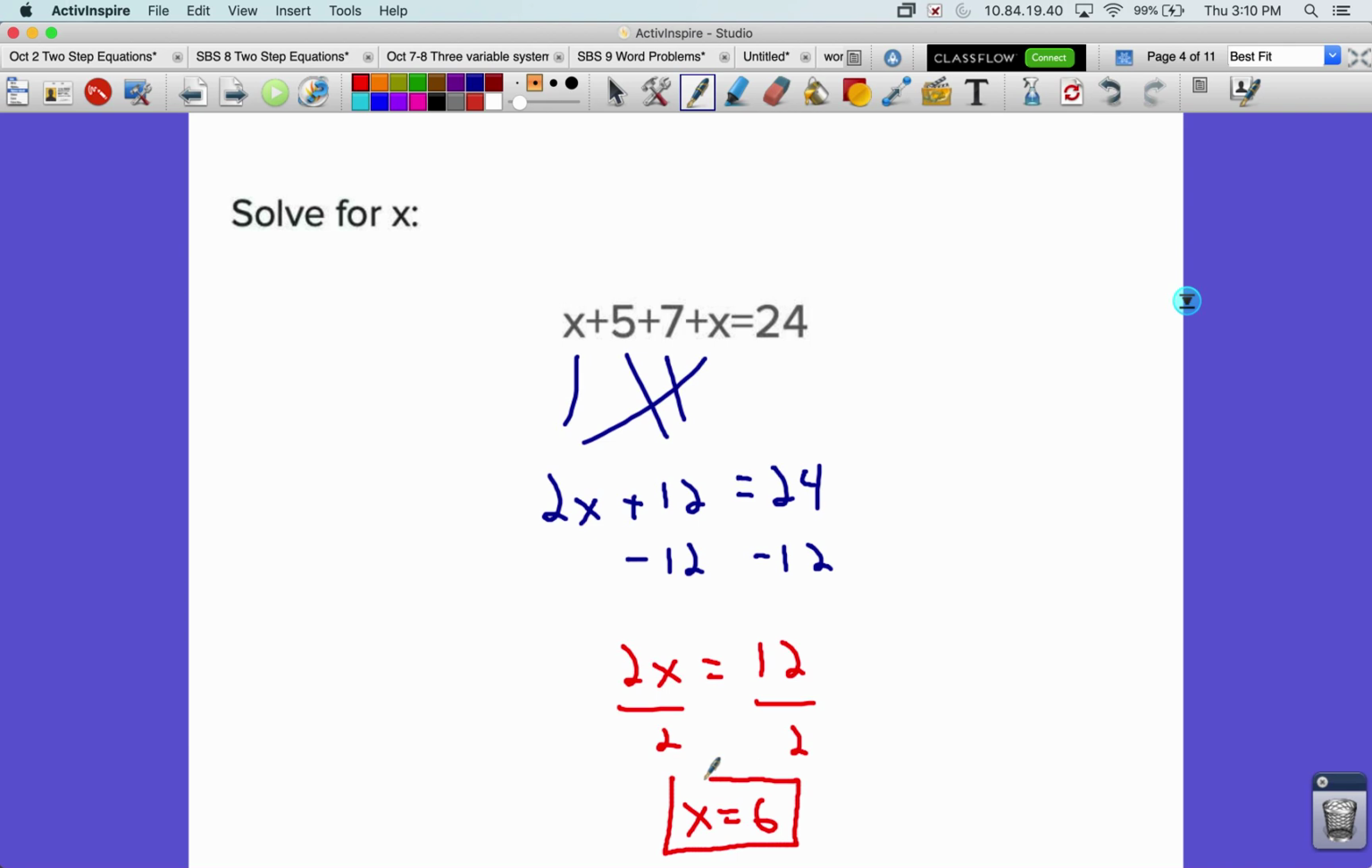Once I think it's done, I can put a box around it and plug it back in to double check. 6 plus 5 is 11, plus 7 is 18, plus another 6 is 24. 24 equals 24. It checks out.